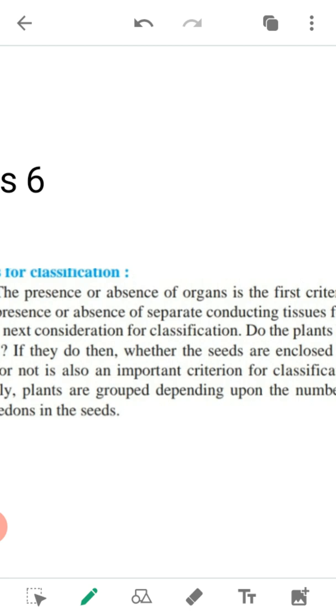Do the plants bear seeds? If they do, then whether the seeds are enclosed in a fruit or not is also an important criterion for classification. Finally, plants are grouped depending upon the number of cotyledons in the seeds. This answer is on page number 75, the first paragraph of the basis of classification.